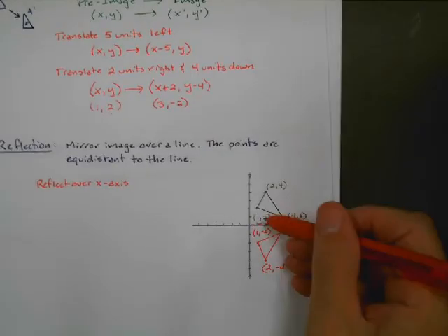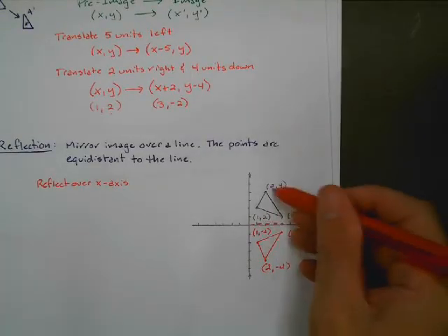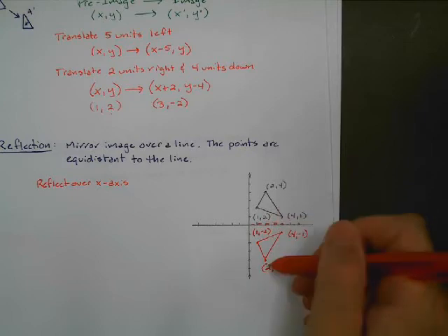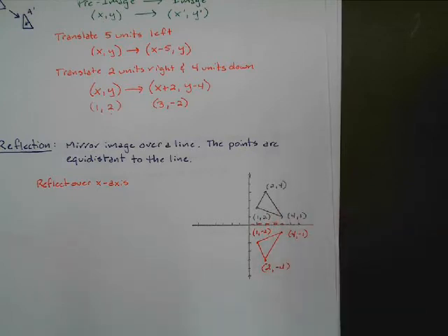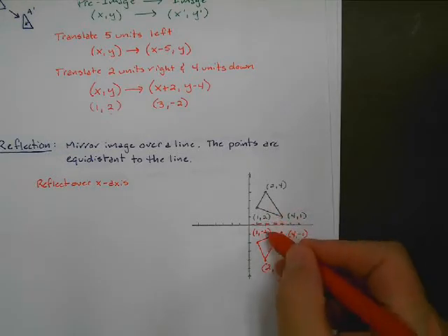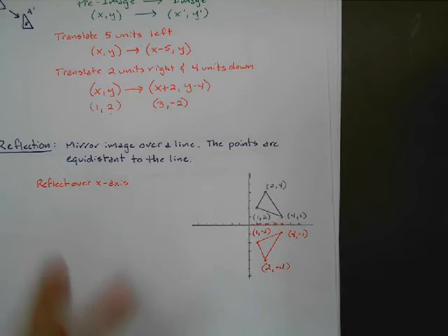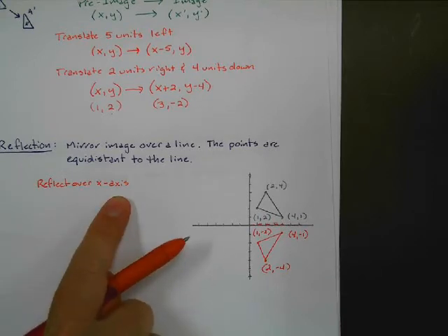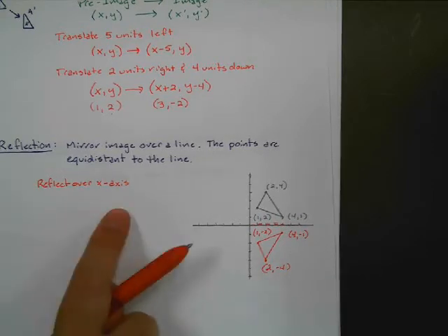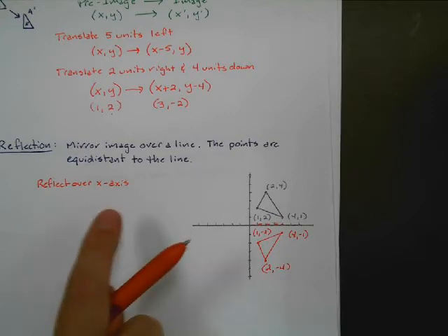So what we noticed here is that the x's stayed the same each time: 1 and 1, 2 and 2, 4 and 4. But the y's changed their sign. 2 became negative 2. 1 became negative 1. 4 became negative 4. So when we reflect over the x-axis, x stays the same, y changes its sign.